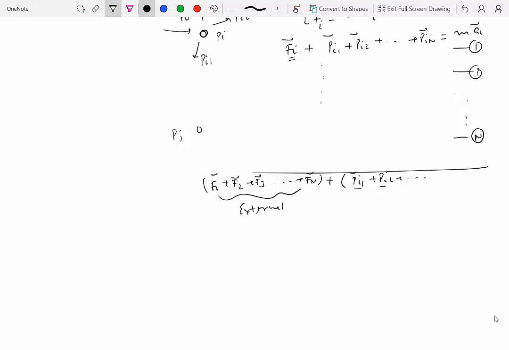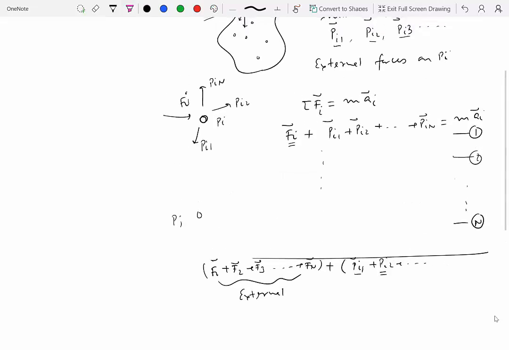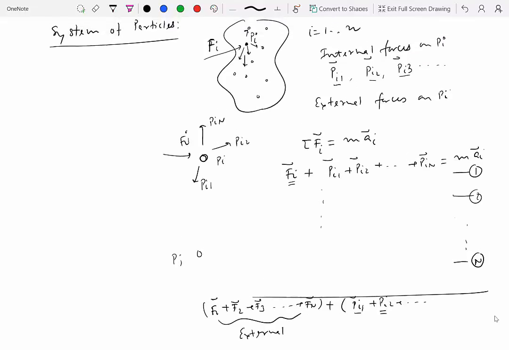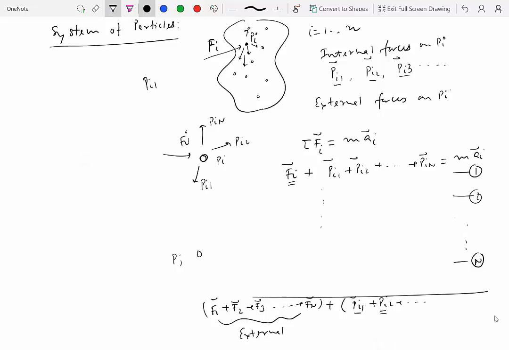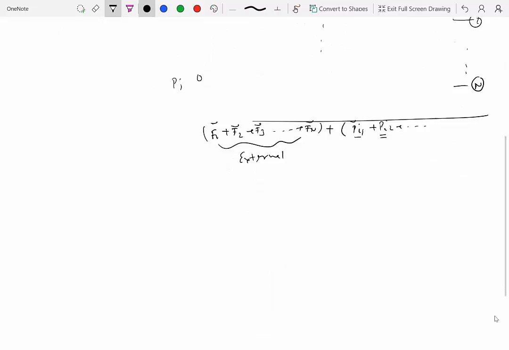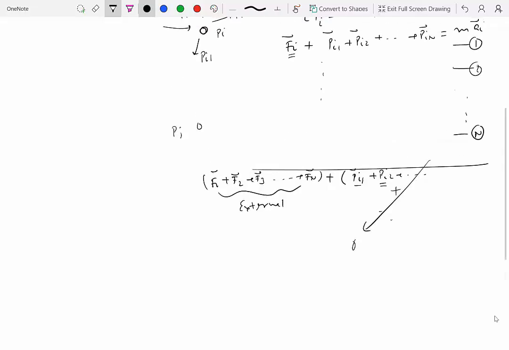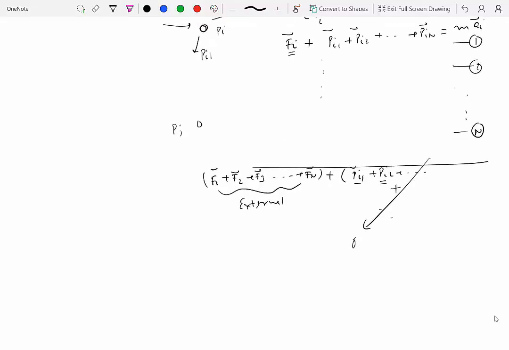But all of these internal forces, because of Newton's third law, occur in pairs. So Pi1 is the force on Pi from P1, and then P1i is the force on P1 from Pi, and both of these are equal in magnitude but opposite in direction. So all the internal forces occur pairwise, and if you add them all, they will cancel out to zero. So on the left hand side, you will essentially have just the external forces.